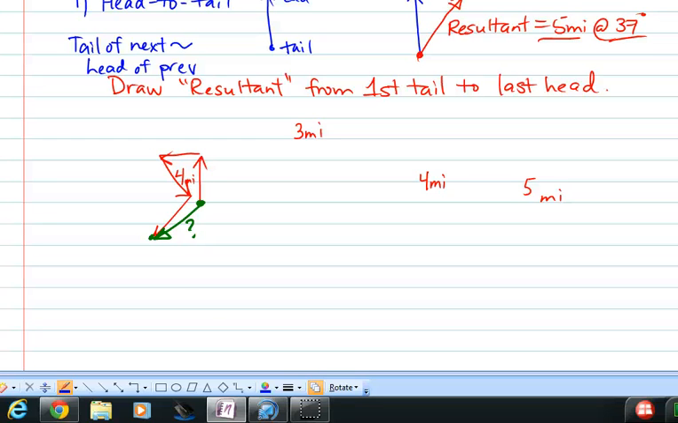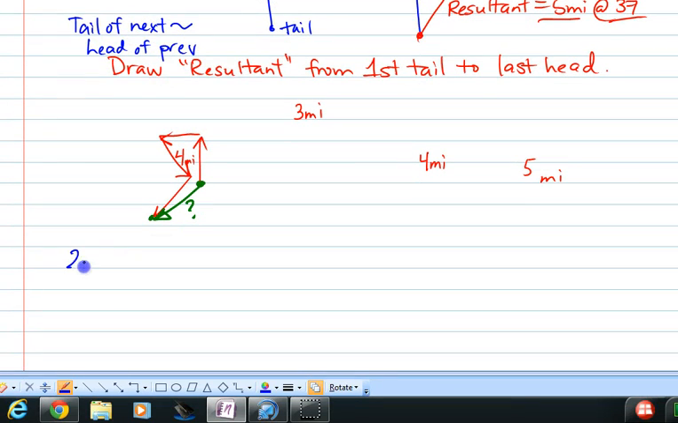Before we talk about that, though, the second geometrical method is called the parallelogram rule. Okay, now the distinction I want to make between these two methods, the parallelogram rule is really only good for two vectors.